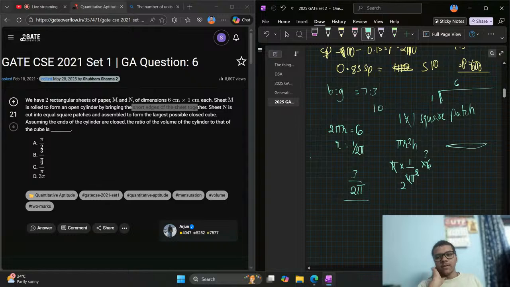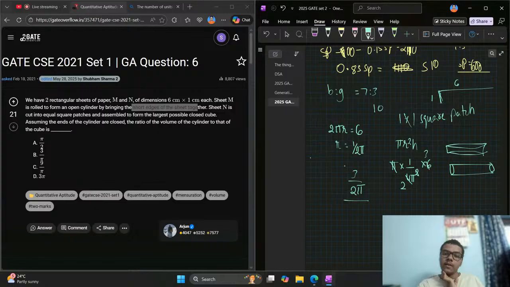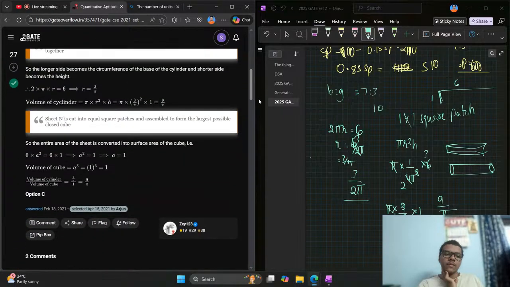So the cylinder will be in this shape. Previously, we assumed the cylinder to be in this shape. There is a difference. Okay, so r is 6 by 2 pi, that will be 3 by pi. Pi r square is 9 by pi square, into height will be 1 now. Pi cancels out, 9 by pi. So C should be the answer. C should be the answer, yeah.